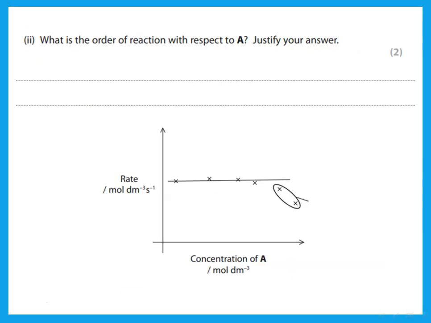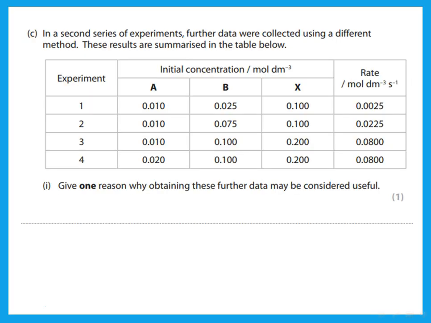What is the order of reaction with respect to A? Remember, if I draw the rate as a straight line like this with respect to the concentration, that means as we increase the concentration, there is no effect on the rate, and that means it is zero order, because increasing concentration does not affect the rate.